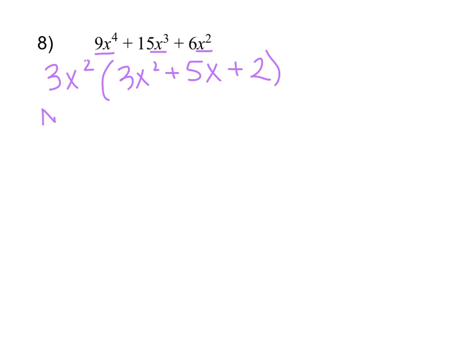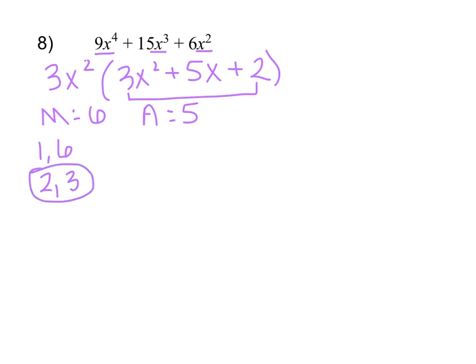Then I'm going to see what multiplies to 3 times 2, which is 6. So I'm seeing what multiplies to 6 and what adds to our middle term, which is 5. So the factors of 6 are 1 and 6 and 2 and 3. So 2 and 3 add to 5, so I'm going to pick those two numbers. Now I'm going to write my factored trinomial. So we have 3x squared plus 5x plus 2. And again, don't forget about this 3x squared right here. We'll write that in our answer.